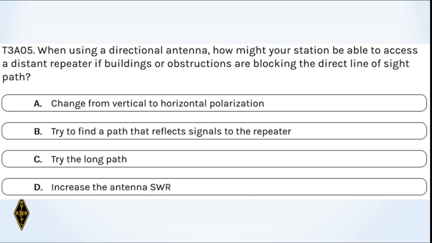And when using a directional antenna, how might your station be able to access a distant repeater if buildings or obstructions are blocking the direct line of sight?